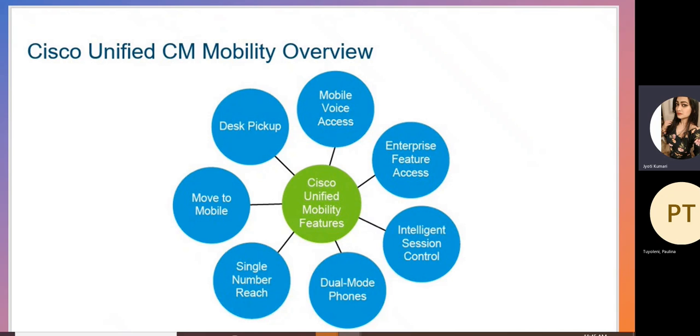So, what is the Cisco Unified Mobility feature? Cisco Unified Mobility gives DX pickup, mobile voice access, and enterprise feature access. Mobile voice access is one of the main differences. It also provides intelligent session control, dual mode phones, single number reach, and move to mobile. This is what Unified Mobility provides.